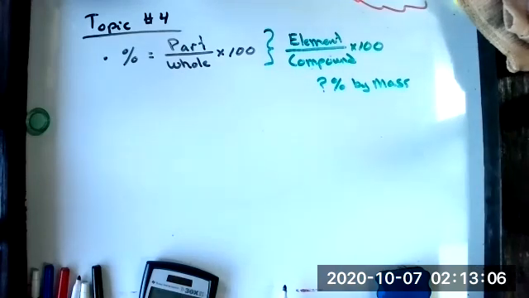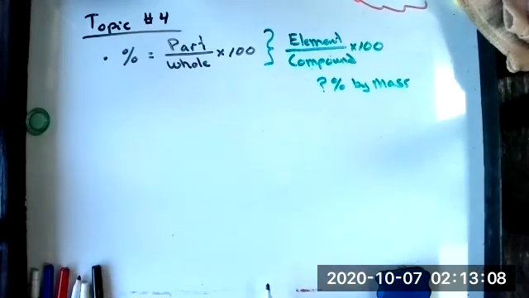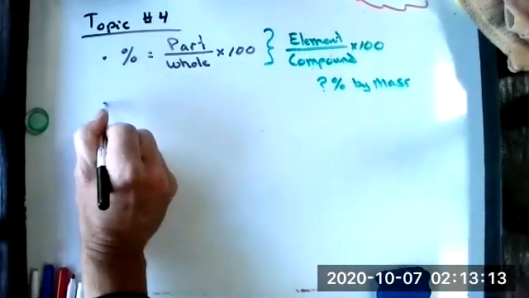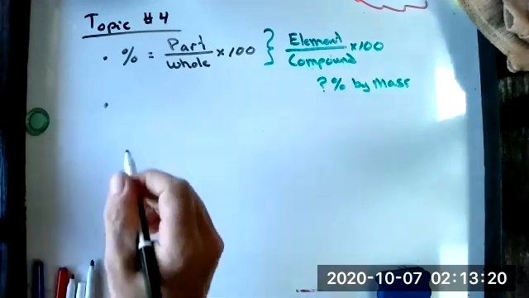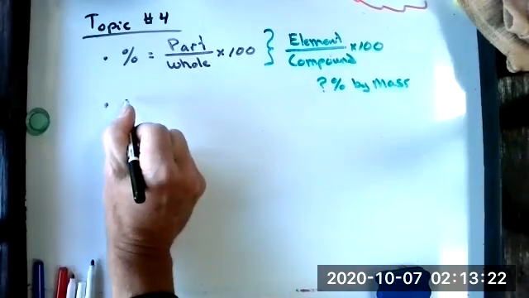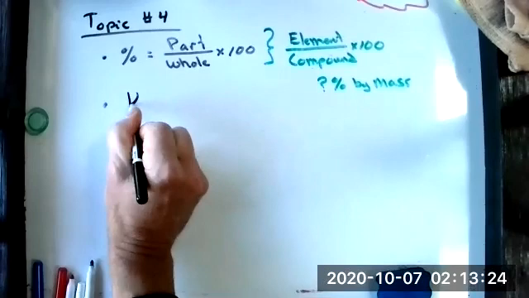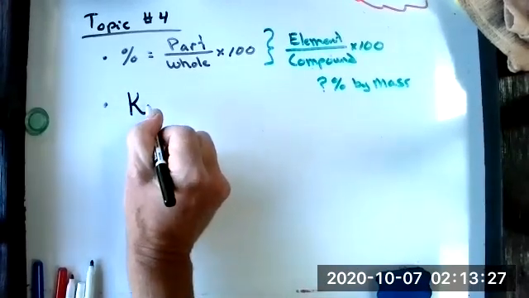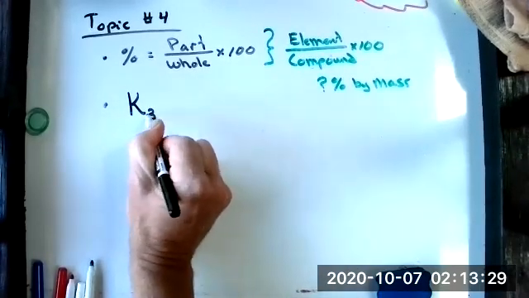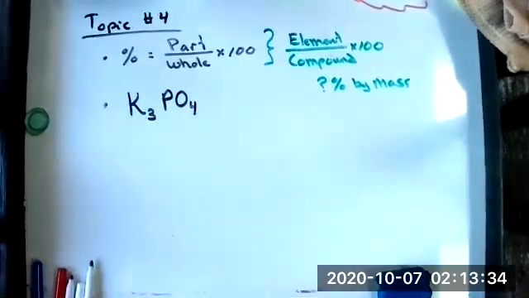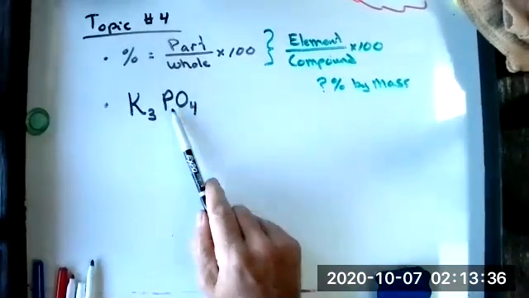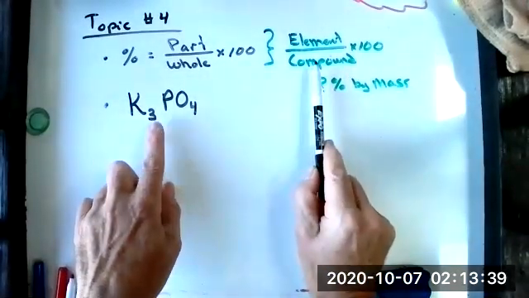What does this look like in terms of an actual problem? It would look something like this. Let's just make up a compound. Let's do potassium, and let's go 3. Let's go PO4, because you liked that last time. Okay, so I've got this compound.